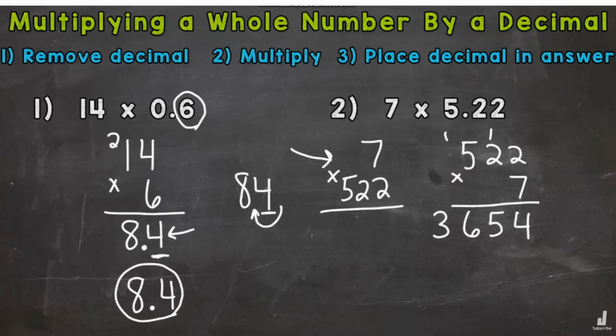We need to place the decimal. So let's look at our original problem, see how many digits are behind or are to the right of a decimal. And we have 1, 2. So that means our answer needs to have 2. We can think of it like this. Bring it in 1, 2. That will give us 2 digits behind the decimal. Or you can go 1, 2, and place your decimal there. Either way, whatever works best for you.